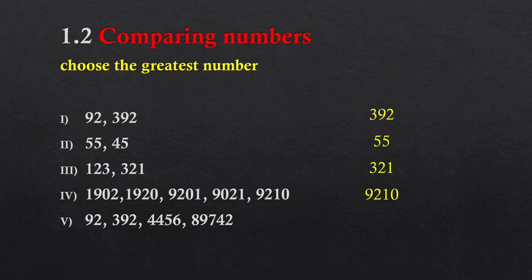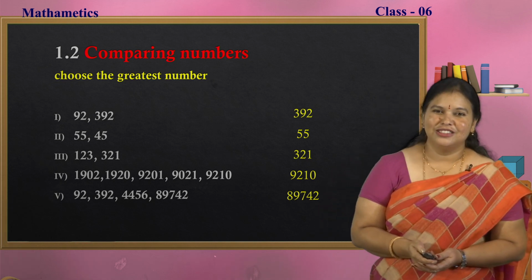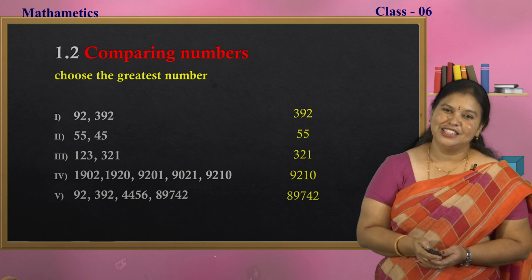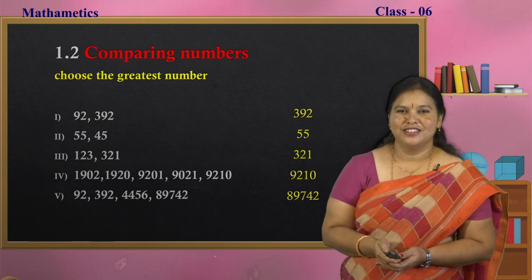Here I have given four numbers, that is 92, 392, 4456 and 89,742. You have to identify the greatest number here. Yes, it is 89,742. Very good, students. Well done. Okay. So, you have learnt how to compare numbers, how to identify the greatest number and how to identify the smallest number. Let's move on to the next.